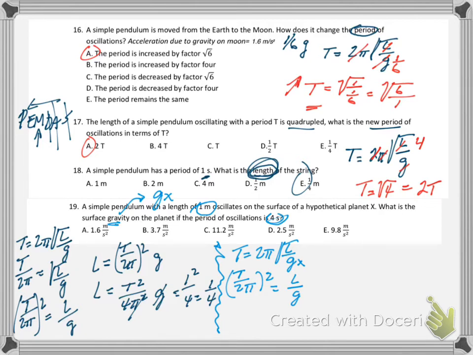But in this case, what we'll do is swap these two to get G by itself. And we're going to have G equals L over, and we'll go ahead and square everything in here. So we'll have T squared over 4 pi squared. All right, so since we have T squared over 4 pi squared, we have a fraction in the denominator. We will invert this fraction, and we're going to get L times 4 pi squared over T squared.